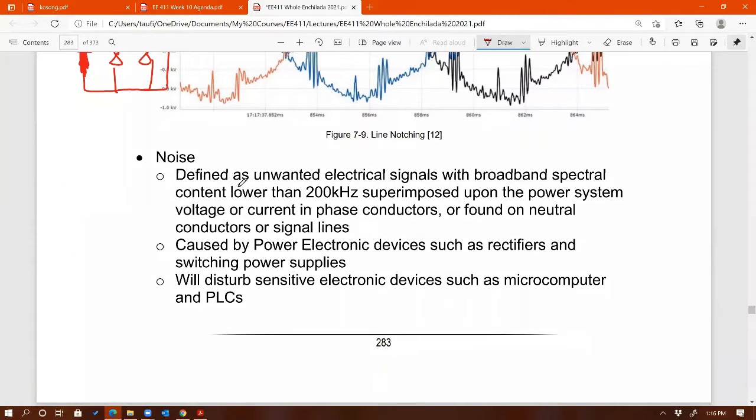And then we have noise, defined as unwanted electrical signals with broadband spectral content lower than 200 kilohertz, superimposed upon the power system voltage or current in phase conductors, or found on neutral conductors or signal lines. It is caused by power electronic devices such as rectifiers and switching power supplies, and will disturb sensitive electronic devices such as microcontrollers or PLCs. I talked about PLCs before.